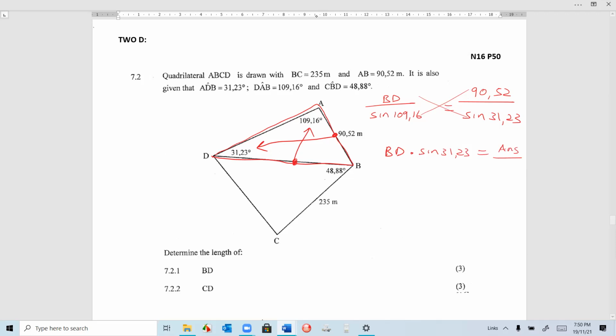Then to find BD, we're going to divide both sides by sine 31.23. We don't want a rounding error, that's why I said keep it on your calculator. So what would BD be? You're going to take sine 109.16 times 90.52, and then divide by sine 31.23. Can I have an answer for BD?